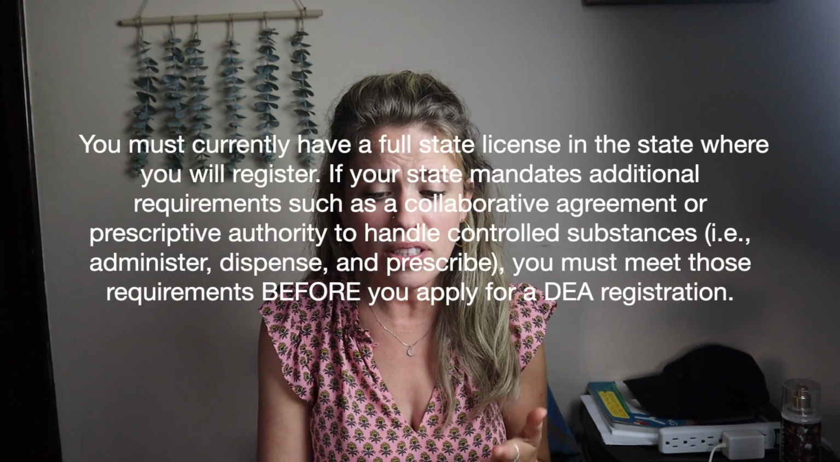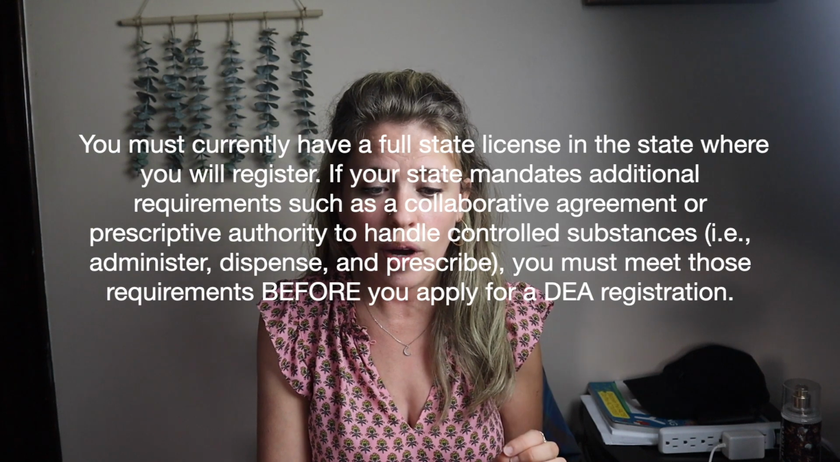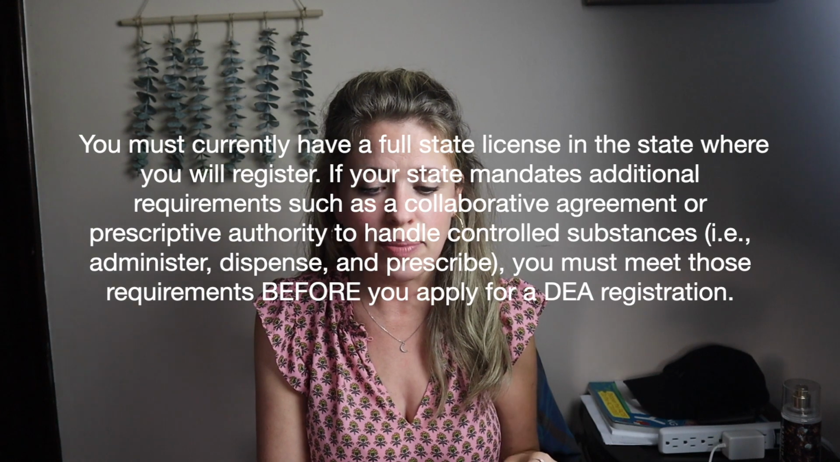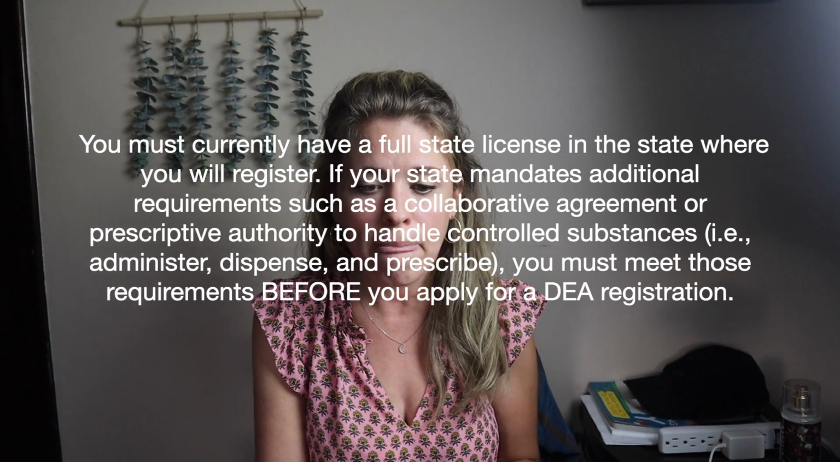So first, if you go to number 6, and it reads, you must currently have a full state license in the state where you will register. If your state mandates additional requirements such as a collaborative agreement or prescriptive authority to handle controlled substances, you must meet those requirements before you apply for your DEA registration. So this part right here obviously goes state by state. Whether or not your state requires you to have a prescriptive authority form or a collaboration form with the provider, you need to know, and you can actually call up your DEA and figure this out. I don't know how you can find it out online. They don't make it very clear to find out state by state what you need.